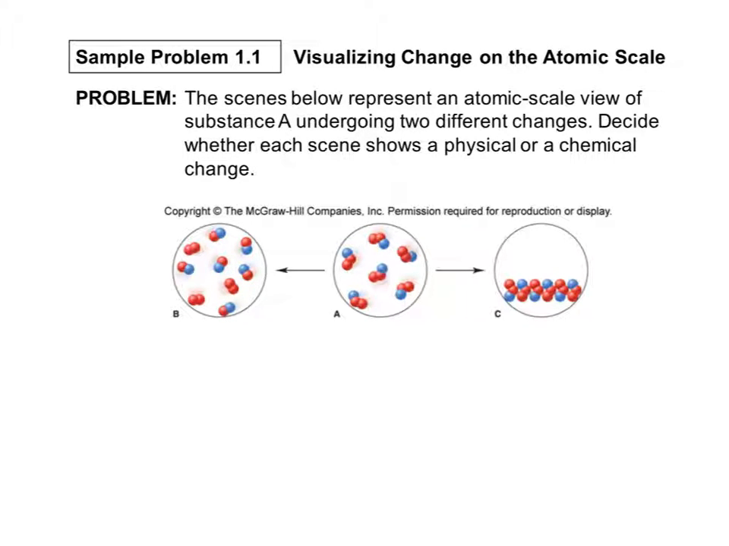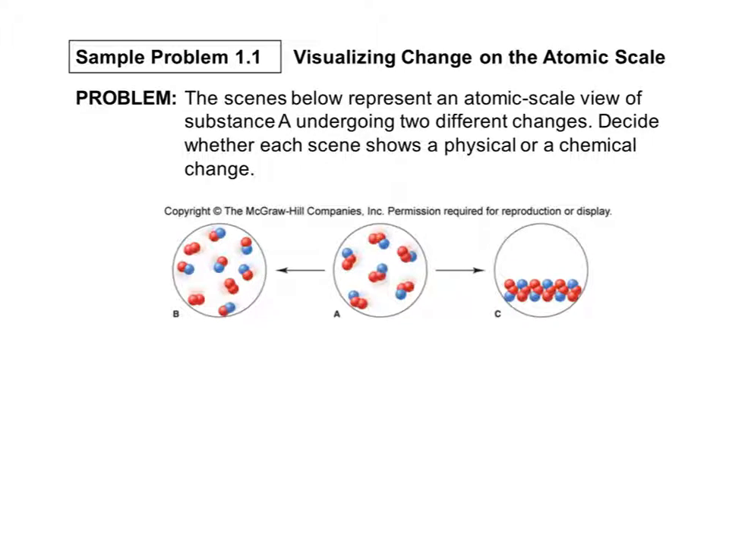We learn about matter by observing its properties, the characteristics that give each substance its unique identity. And so that's what this first sample problem in Chapter 1 is asking us to do. It says the scenes below represent an atomic scale view of substance A undergoing two different changes. Decide whether each scene shows a physical or a chemical change. So we're going to look at A going to B first.